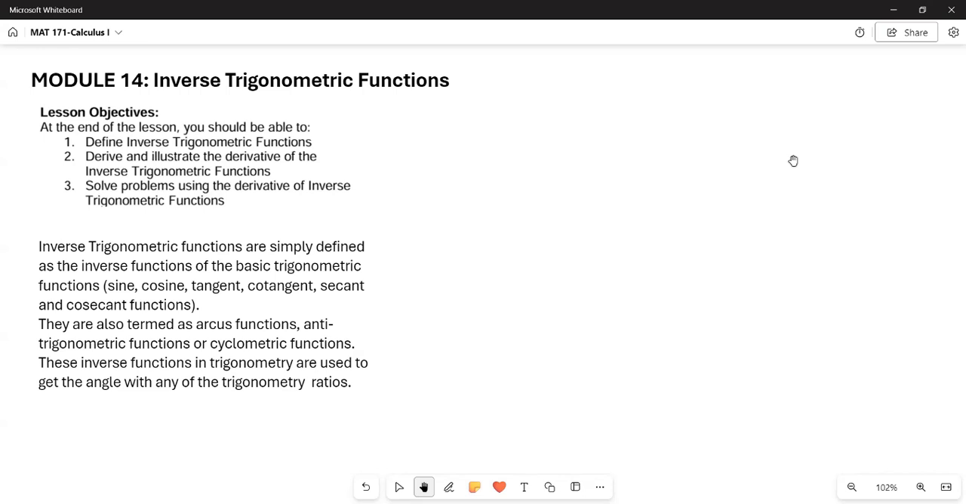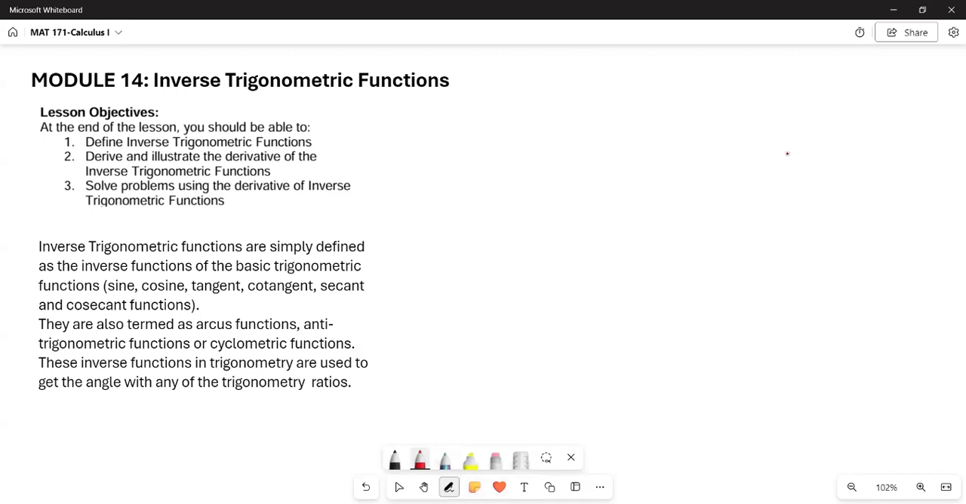Let us first define what is inverse trigo functions. So these are simply defined as the inverse functions of the basic trigonometric functions. So from the previous modules natin, na-encounter na natin si sine, cosine, tangent, cotangent, secant, and cosecant functions. So kumbaga, kabaligtaran lang nila si inverse trigo function, kaya nga inverse. Okay, they are also termed as arcus, anti-trigo functions, or cyclometric functions.